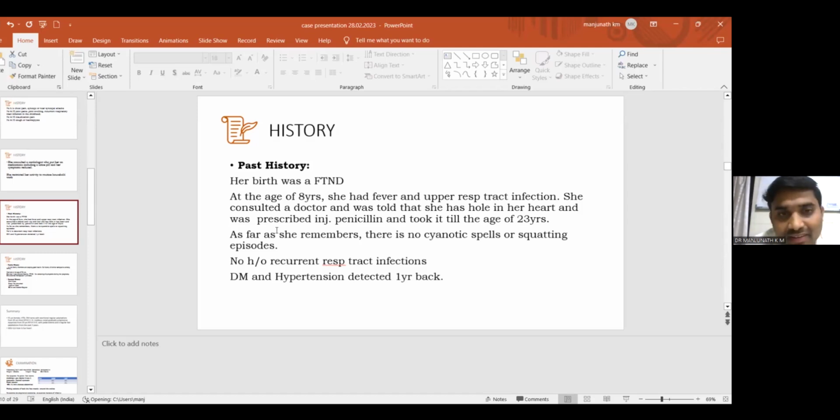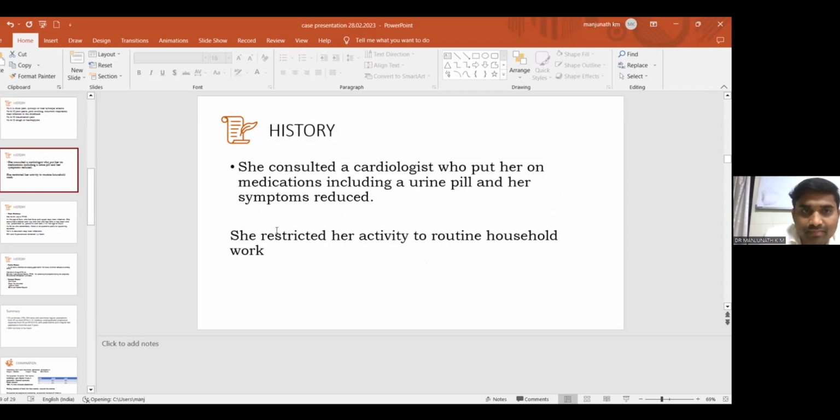You say that she cannot recollect the history of infancy and childhood, and obviously no cyanotic spells. She cannot recollect cyanotic spells. So you can say, however, there is no gross history of it. And the other thing, as I have said, the previous one.